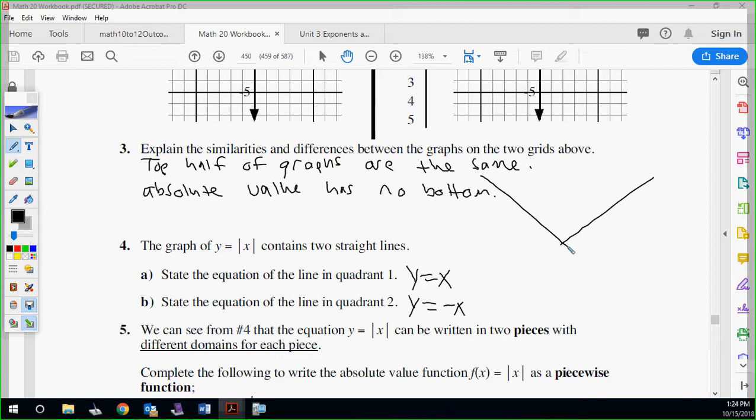We can see from number 4, the equation y equals absolute value of x can be written in two pieces. Here are the two pieces we can write. For x greater than 0, y equals x. For x less than 0, y equals negative x.